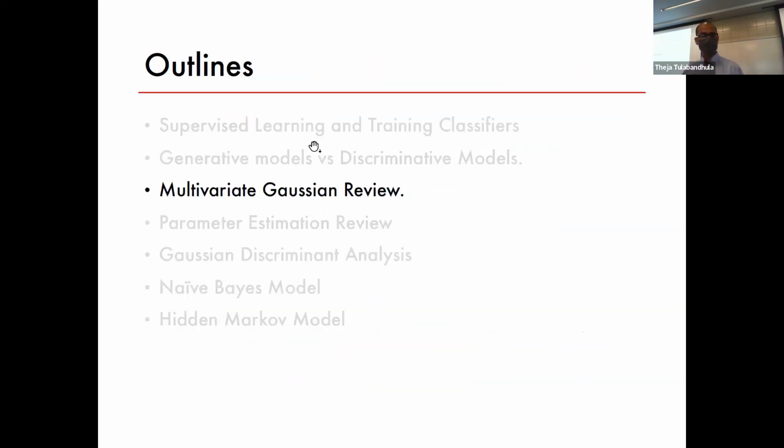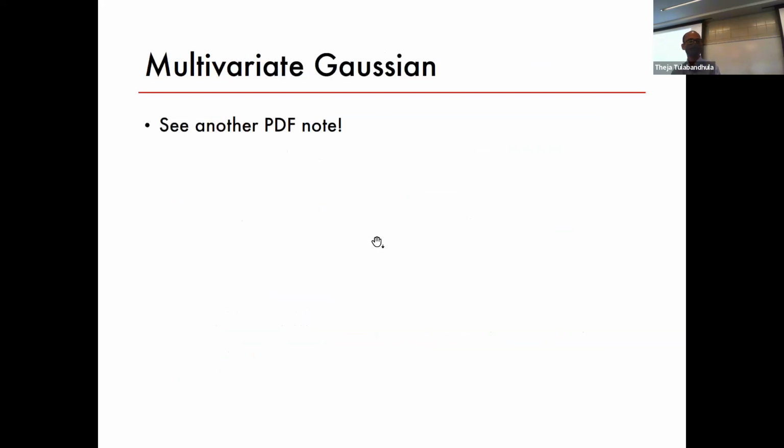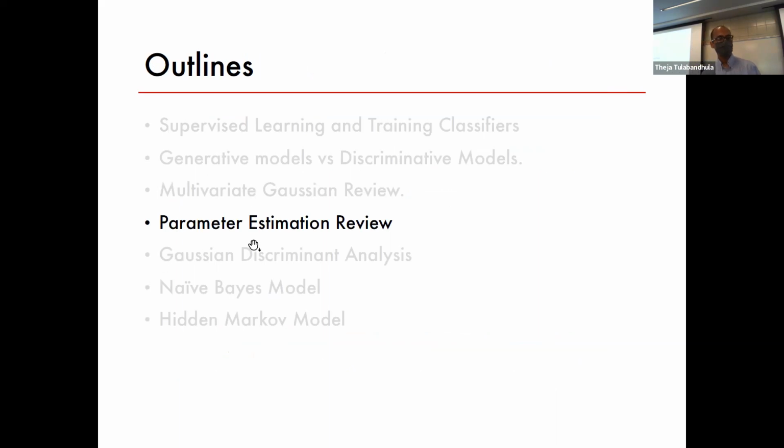In the slides, the multivariate Gaussian review is not there, so let's skip that. What we're going to do is briefly look at parameter estimation. I'll skip the general formulation, which appears in the next couple of slides, and directly look at a particular distribution. We have done parameter estimation before. Remember for Bernoulli, even in assignment 2, there was a question asking for the maximum likelihood of theta to the power 3 times 1 minus theta to the power 7. That was essentially parameter estimation for a Bernoulli random variable. It's the same type of expression even for binomial.